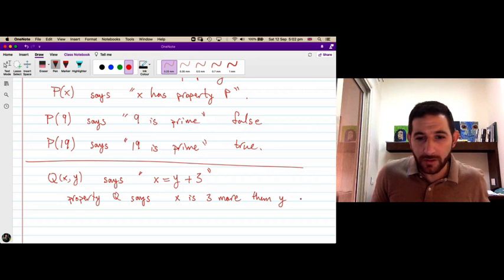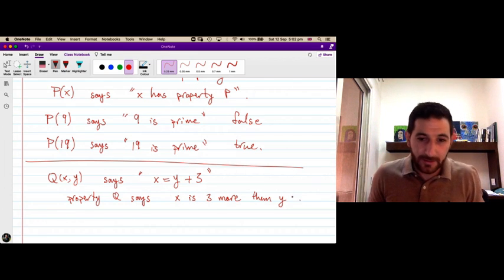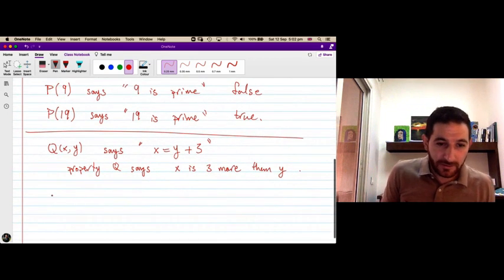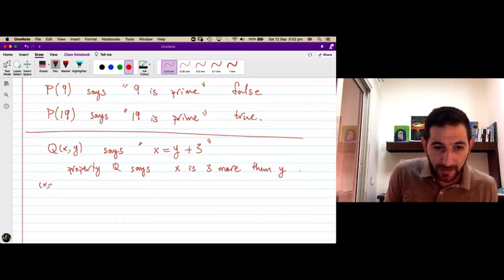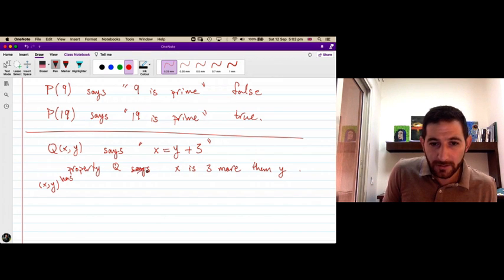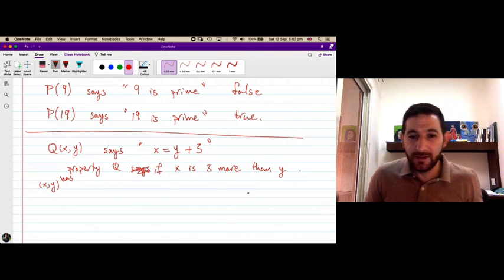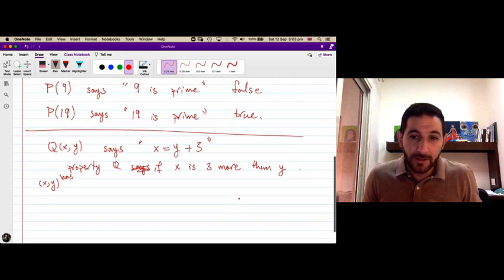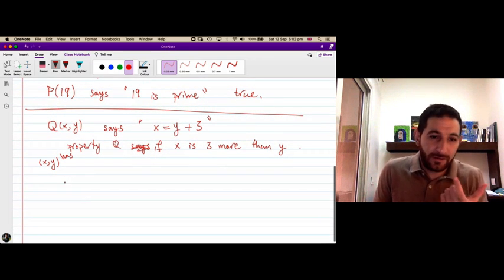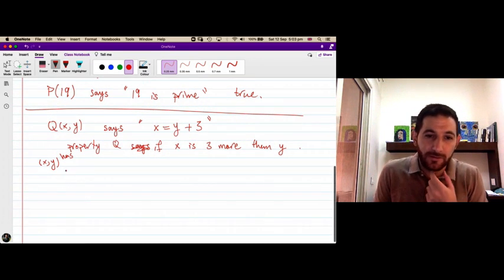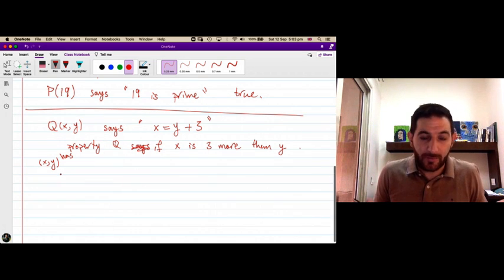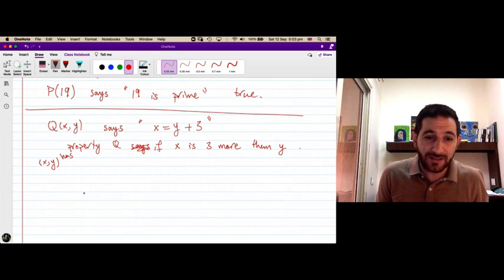Or if you add 3 to y, you get x. Okay, see now, we say the pair together xy has property Q if x is 3 more than y. So again, this is a property of two variables in this example. And what I want you to see is that it's not a proposition. We can't decide whether it's true or false, but it becomes a proposition when we assign values.